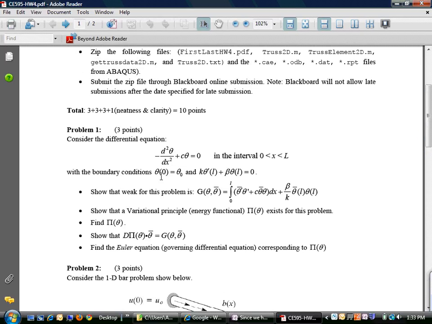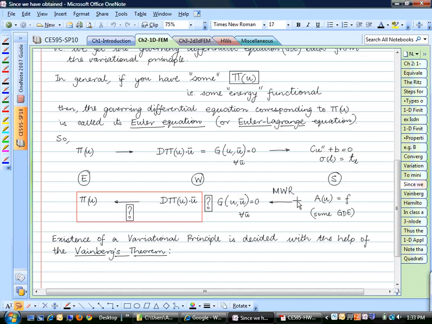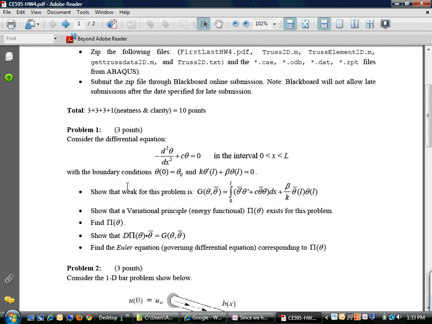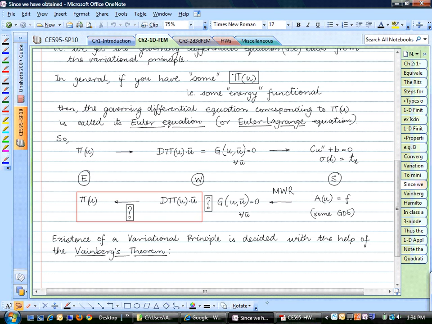Okay, so I'm giving you this differential equation. So first thing you need to do is to find out the weak form. You can find out the weak form by going from here, using the method of weighted residuals to come up with this weak form. Then once you have this weak form, you can show that there exists a pi by using the Weinberg theorem. Okay, so that's something that you did in class also, trying to show whether a pi exists or not. So in this case, it will exist, and then I'm asking you to find that pi. So that's this step right here.